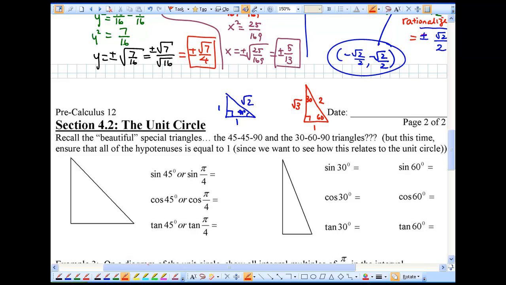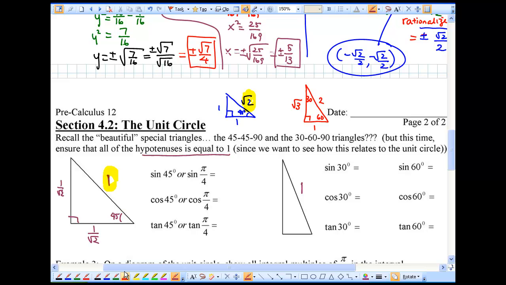This time, though, I want to make a slight modification. I want to ensure that all the hypotenuses are equal to 1, meaning the slant in here is 1, the slant here is 1. Because this is how I'm going to relate this to the unit circle. Now, this is 90. If this is 1 and that's 45, how does this compare with that? Notice that it's root 2 and 1. So to get to 1, I have to divide everything by root 2. So the new length here should be 1 over root 2 and 1 over root 2.